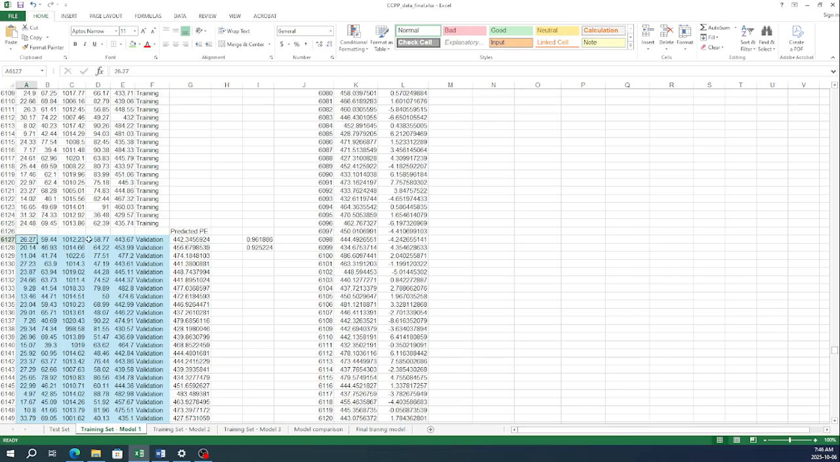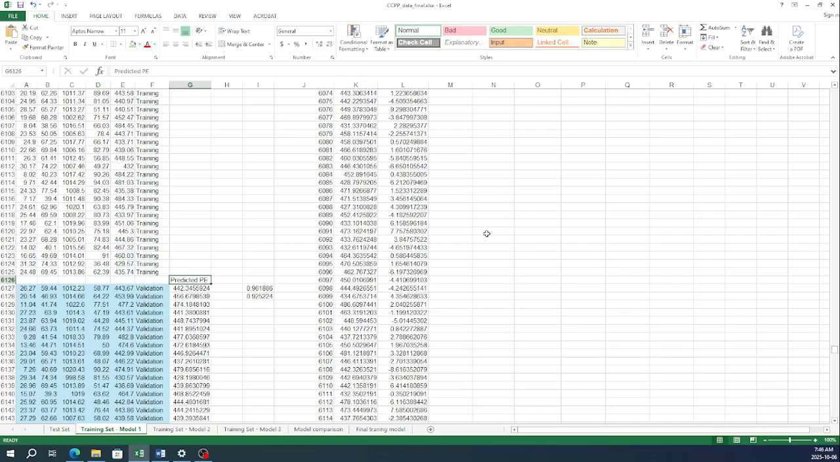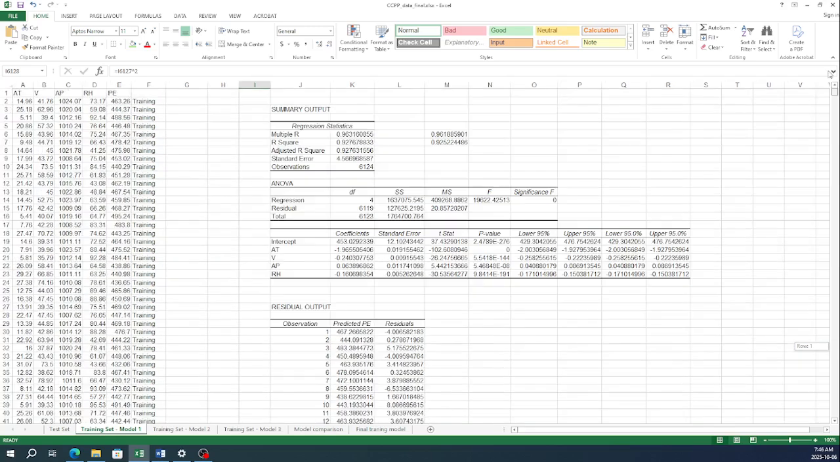After doing that, I get my data set by multiplying my coefficients and adding my intercept with the various information I have here, which gives me my predicted PE. Then I compare my correlation values with my R squared, and I'm very sure that it closely aligns.